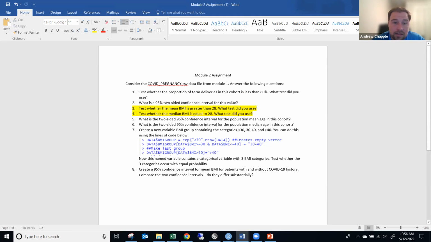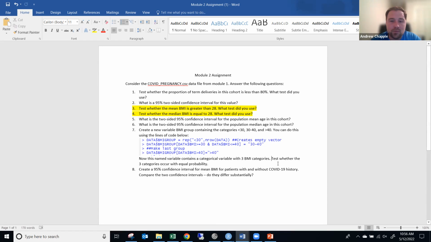Next question. What is a two-sided 95% confidence interval for the population mean age in this cohort? What is a two-sided 95% confidence interval for the population median age in this cohort? Next, you're going to create a new variable for BMI groups. BMI groups will be less than 30, 30 to 40, or bigger than 40. Use this code here, and BMI group will contain these values. Now, this is a named variable. It contains 3 BMI categories.